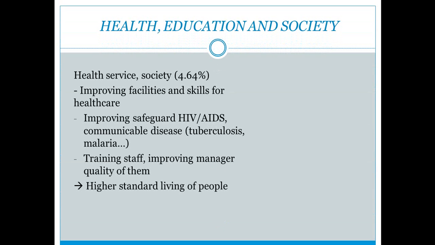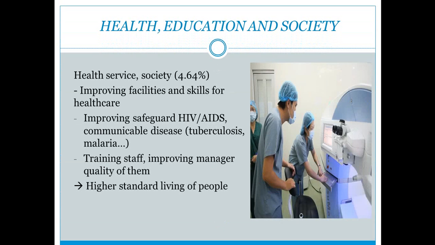Secondly, the influence of health service, education, and society on human resources. Health, security and society account for 4.64%, and education is 3.96%, important factors affecting human resources that impact economic growth. Firstly, in health services and society, ODA capital has been improving facilities and skills for healthcare and improving safeguards against HIV, AIDS, and communicable diseases such as tuberculosis, malaria, and so on.